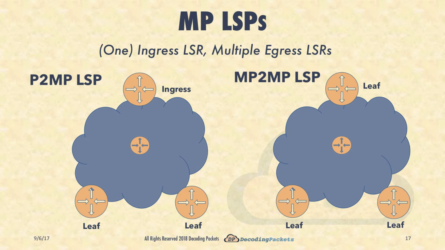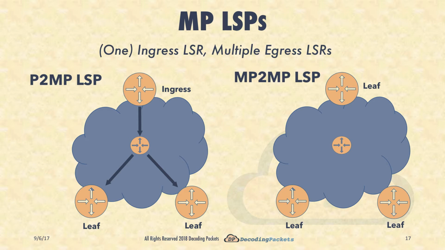Now, depending on its behavior, an MPLSP can further be of two types. If you look at the LSP on the left-hand side, it has a single ingress LSR and multiple egress LSRs. In this case, it is called a point-to-multipoint LSP. To visualize this as a traditional multicast tree, think of an S,G tree with a single source. Within the scope of this series, we've already seen this as data MDTs.